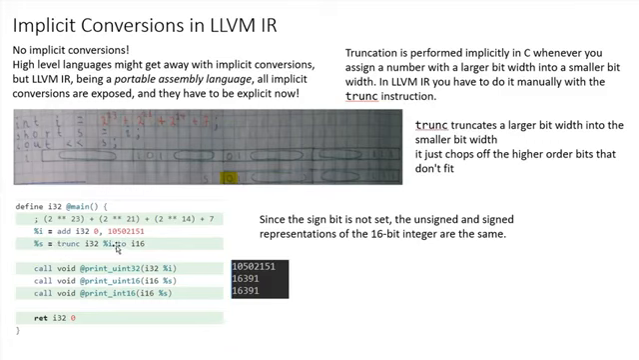and then we perform a truncation from the 32-bit integer I into a 16-bit representation, which chops off all of these higher order bits. And then we print the unsigned 32-bit integer. That was the same value that we assigned it. But when we print the unsigned and signed versions of the 16-bit integer, it is 16,391, which is 2 to the 14th power plus 7. So since the signed bit here is not set, the unsigned and signed representations of the 16-bit integer are the same.